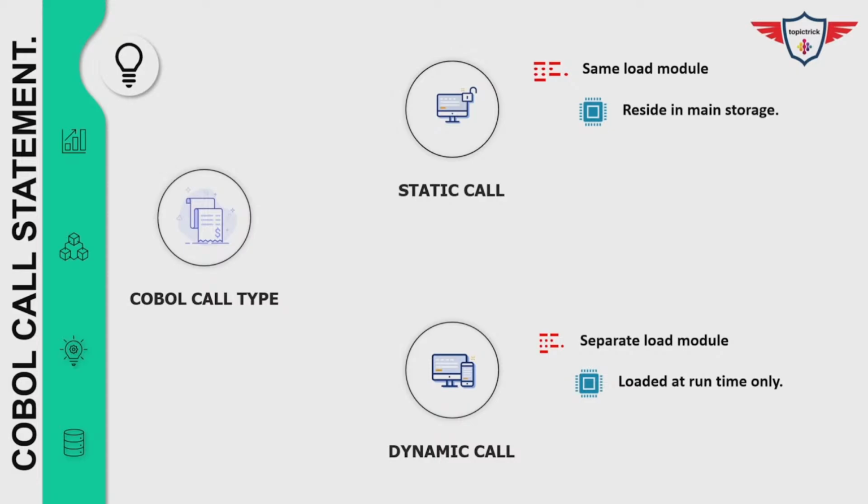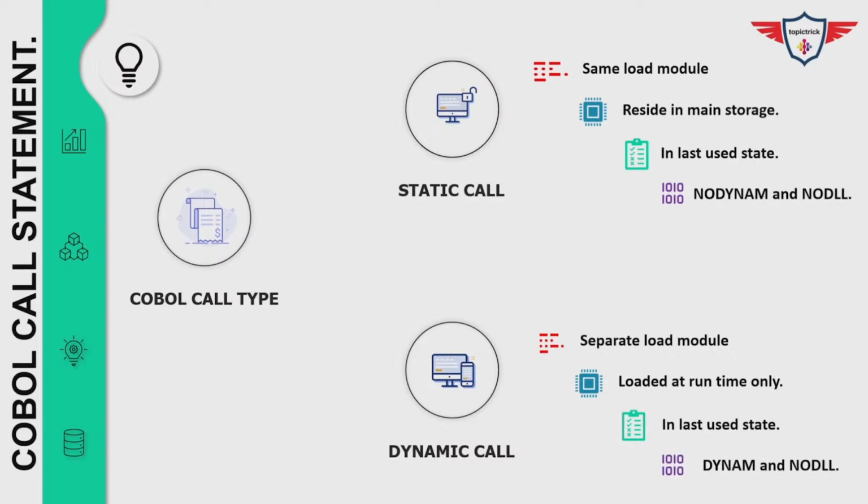And whenever you have subsequent execution of call statements, whether it is a static call or dynamic call, the called program will always be in the last use state. But if you specify the initial attribute in the called program, then the program will always be in the initial state each time the called program is called within a run unit. And the last point is the compiler option which is used to compile the program is NODYNAM and NODLL for static calls, and for dynamic calls it would be DYNAM and NODLL.